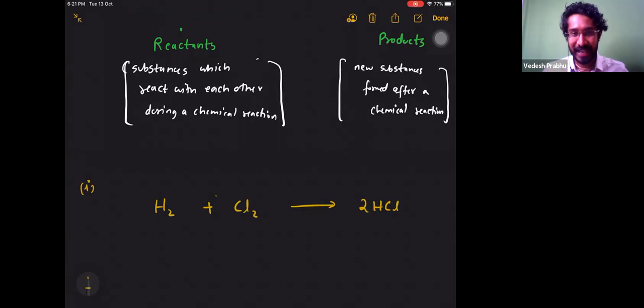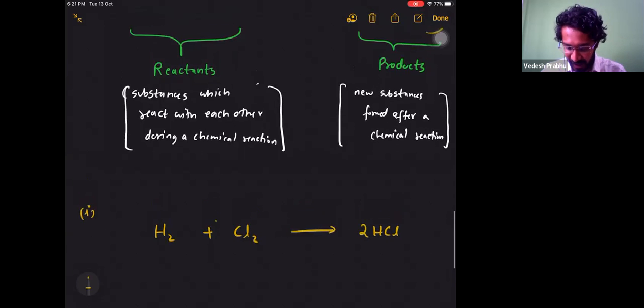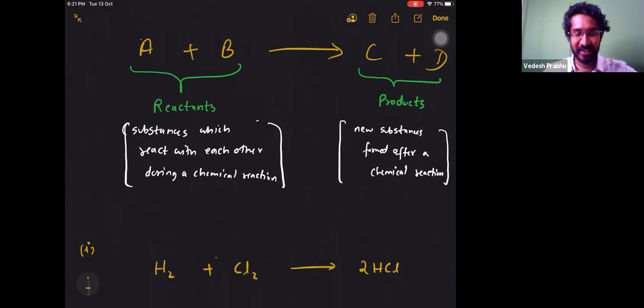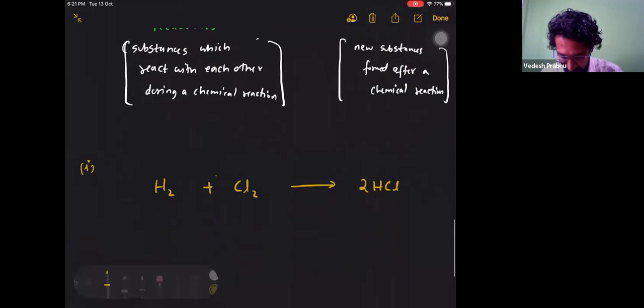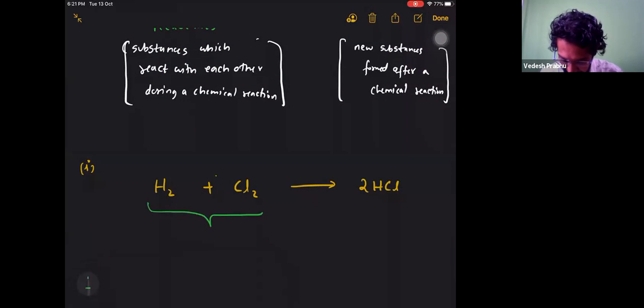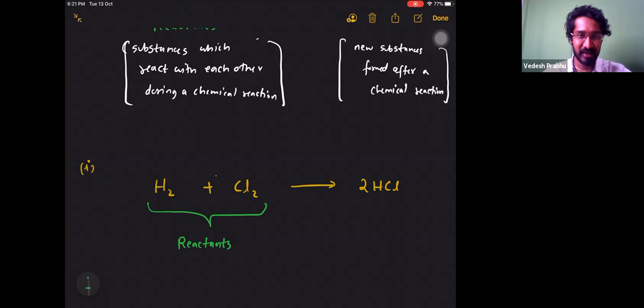What are my reactants in this example that I have written down? Very nice, all of you are telling correctly. Fantastic. So my reactants are nothing but hydrogen and chlorine. Hydrogen gas represented as H2, chlorine gas represented as Cl2. Don't worry about the symbols. We will learn about the symbols in this chapter itself.